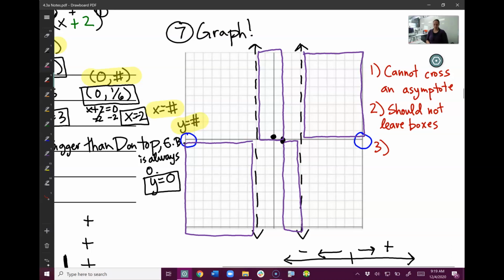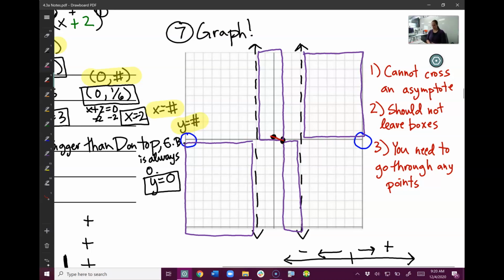Finally, number 3, you need to go through any points. So what I mean by that, these 2 points here. I am going to go through those points. So I'm actually going to use that for a starting place. I know I need to go through those points.